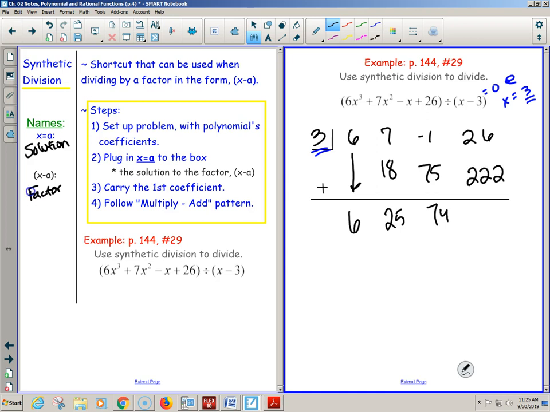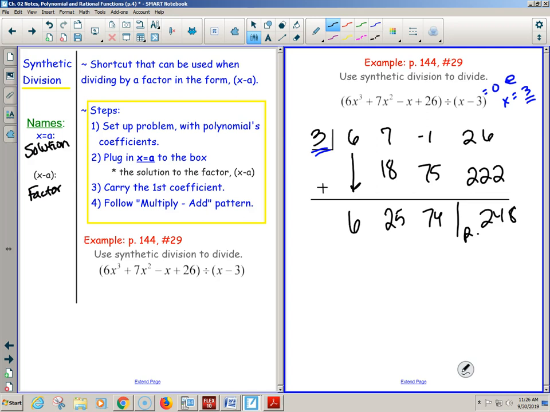222. Double check me. I'm doing this in my head for those of you that are like, I can't do that. Yes, you can. Just take a second. 22. I think I have 248 as my remainder.